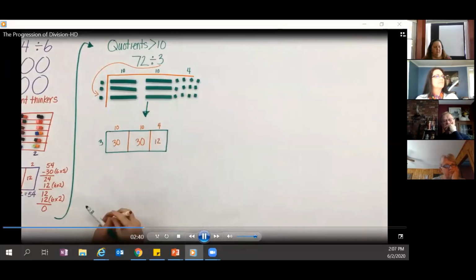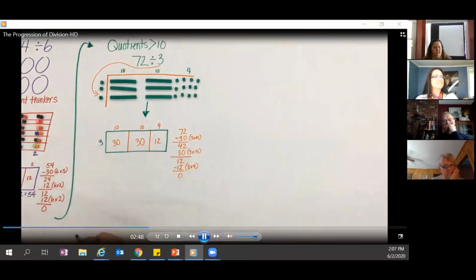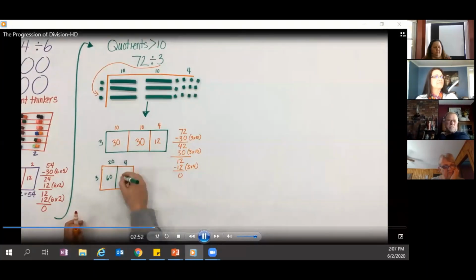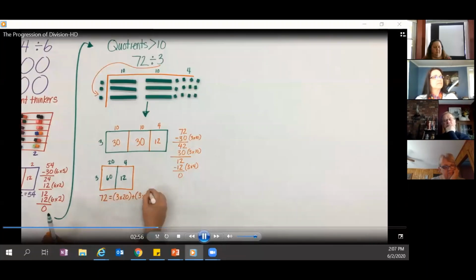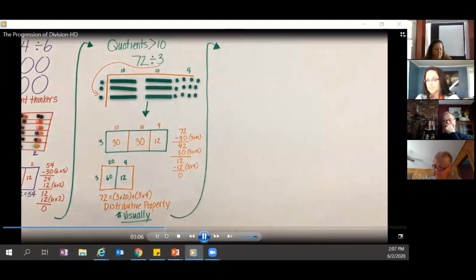And then we want to make that connection from the concrete with the base 10 blocks to the representation. And how do we record our representation in a written expression? And some students might begin to collectively group their 10s, and that's where the 20 came from. The best part about this is that students are making a connection back to multiplication by using the distributive property, and they're seeing it visually.